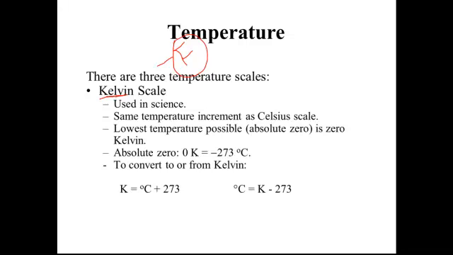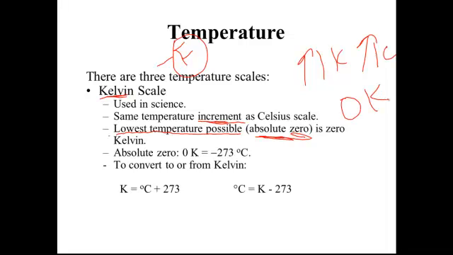The other one is the Kelvin scale. We know that we use Kelvin in science. It is the same temperature increment as Celsius, so if you go up 1 in Kelvin, you also go up 1 in Celsius. And the nice thing about Kelvin is there are no negative numbers. The lowest temperature possible that you can get to is called absolute zero, and that is when you are at 0 Kelvin. There cannot be a number lower than that in terms of temperature. That means all energy is gone and you have no energy left.